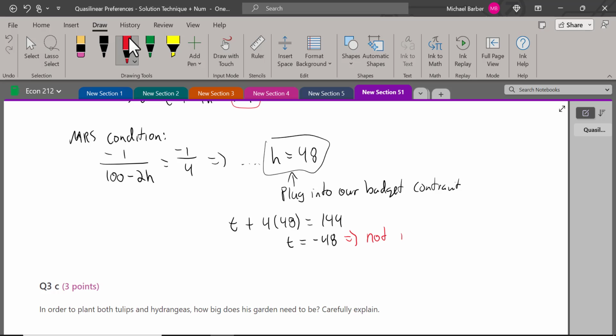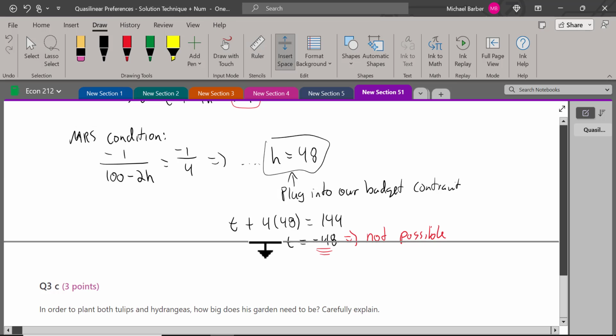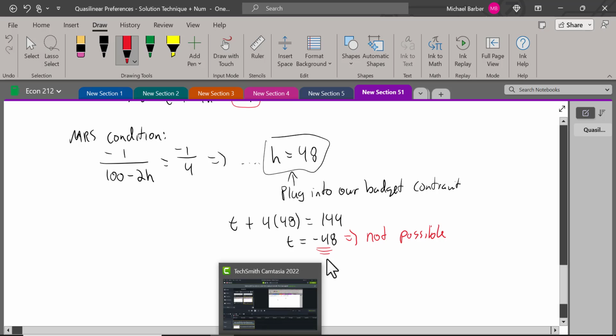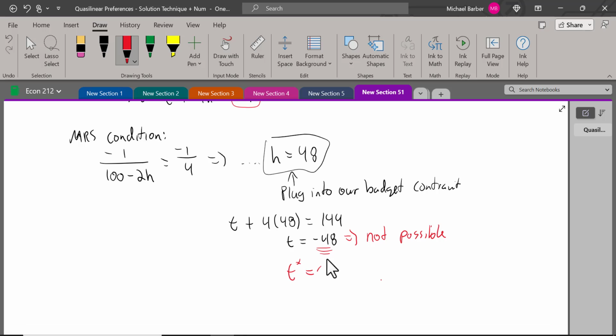This is not possible. And so this is your key to seeing it. As soon as you see this negative sign, it's telling you, no, this is a corner solution. What it's saying is that t star actually equals 0, and h star is going to be planting only hydrangeas. So we have 144 square feet. That's our income. This is the price. And so we're actually going to plant 36 hydrangeas.